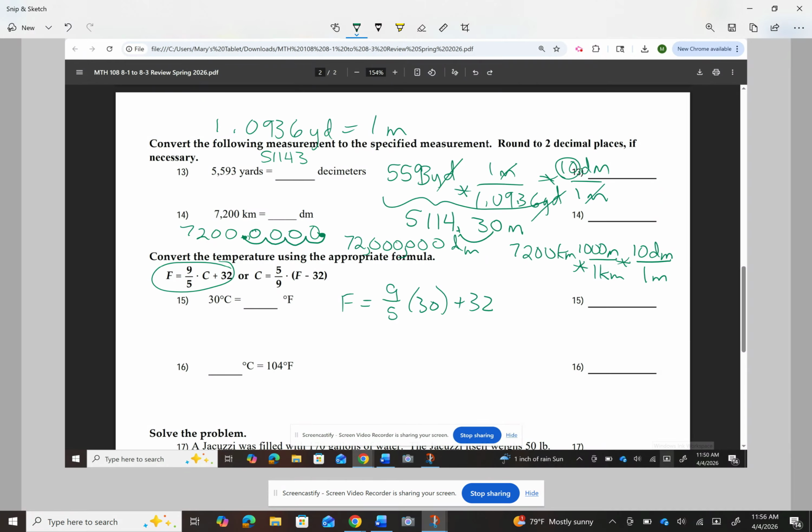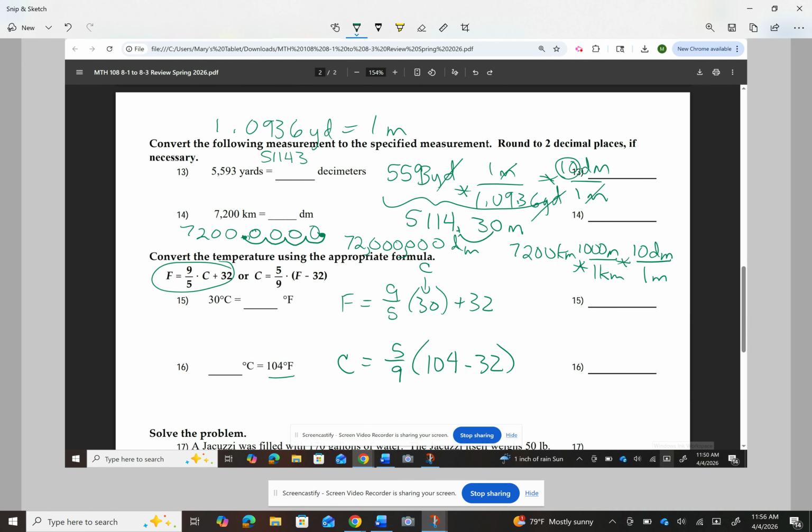Because 30 is degrees C, it's going to go here where the C was, and that makes it just a calculator problem. But if I'm going to start with Fahrenheit, then use the other formula, so again, it's just a calculator problem, and put the 104 in there, and then just use your calculator to make your conversions.